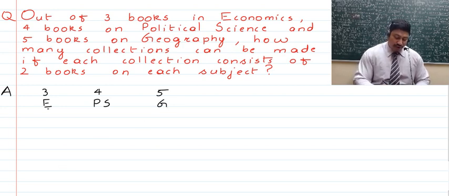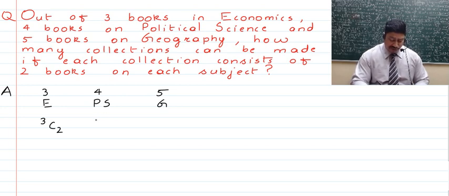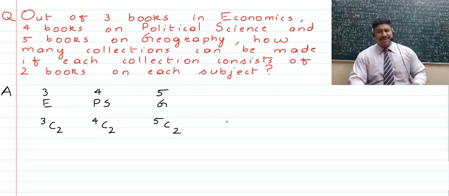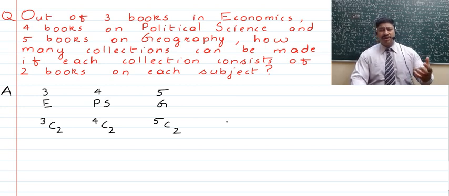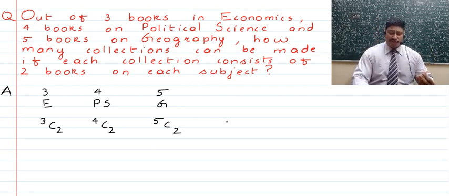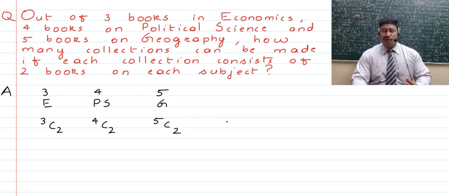So obviously, if we talk about a choice here, the books of economics can be chosen in 3C2 ways. The books of political science, 2 taken out of 4 books, can be selected in 4C2 ways, and from 5 books of geography we can select 2 books in 5C2 ways. Now, as here we will be talking about once a set of 2 books of economics taken, another set of 2 books of political science taken and another set of 2 books of geography taken, which can correspond to each other.